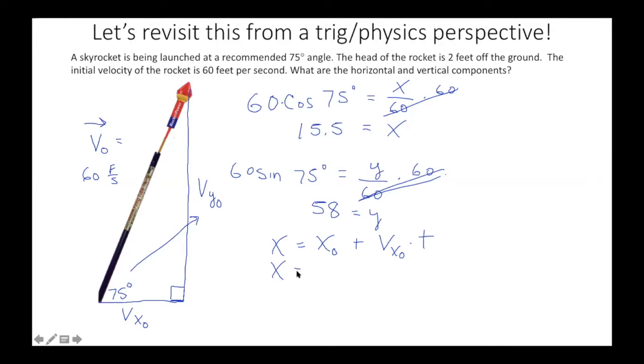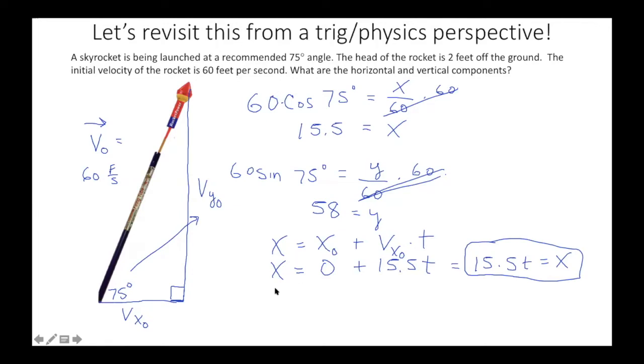So we have x equals, x naught here is 0 because there was no displacement to start off with. It started at a distance of 0. It didn't go anywhere. Plus the x or horizontal velocity component was 15.5 t. Simplified, the 0 doesn't do anything. It's just 15.5 t. That is our x distance equation. Okay? Now, what about y?